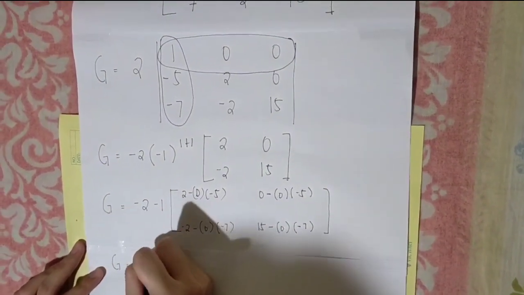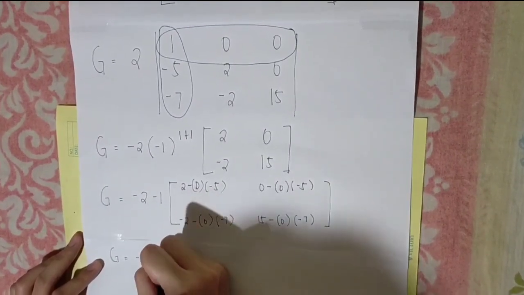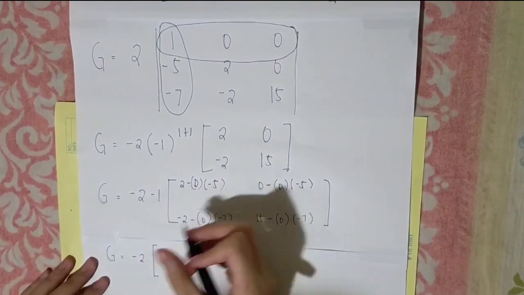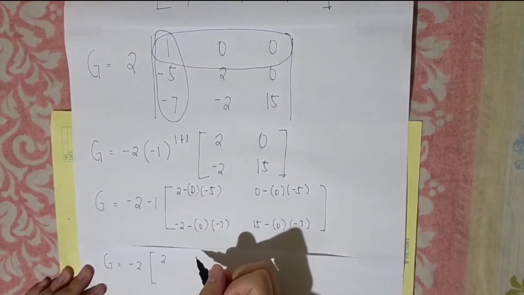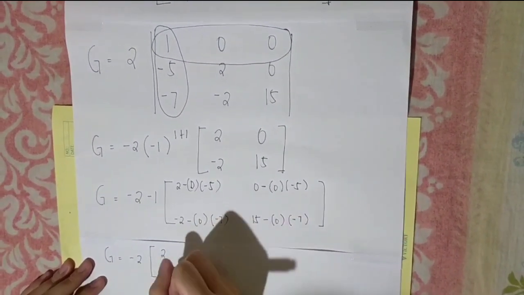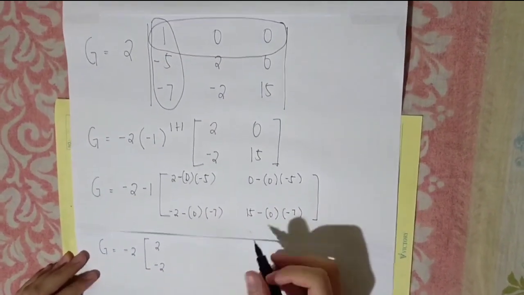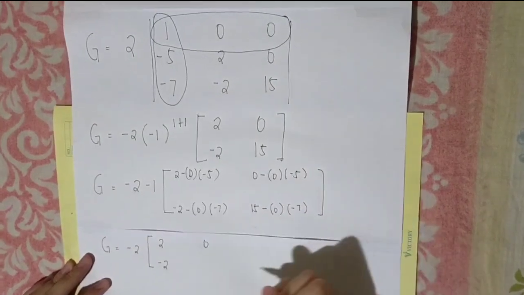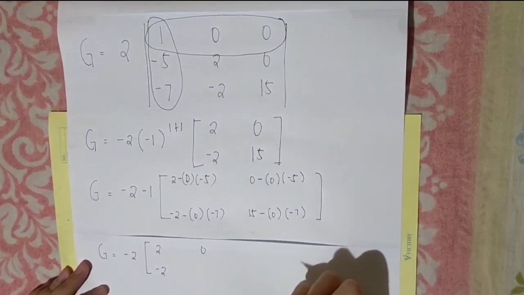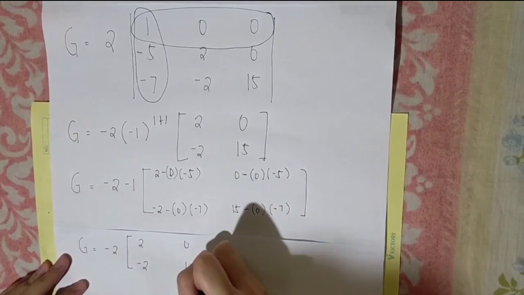The pivotal element method. 2 minus 0 times negative 5 is 2. Negative 2 minus 0 times negative 7 is negative 2. 0 minus 0 times negative 5 is 0. 15 minus 0 times negative 7 is 15.